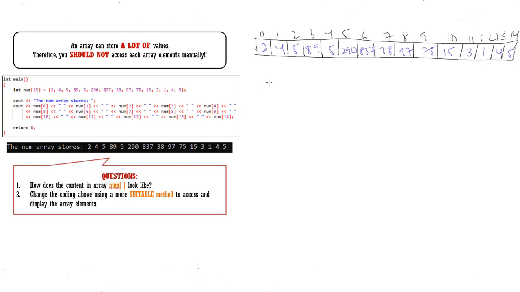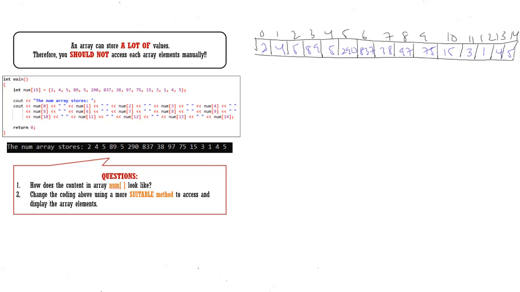Like I said, do not access each element manually because this is an inefficient way to do it. There are only 15 elements here, right? But imagine if there are 50 elements, 100 elements, 500 elements. Do you want to copy and paste the same thing over and over again? No, right? Instead of doing it this way, there is a better way.